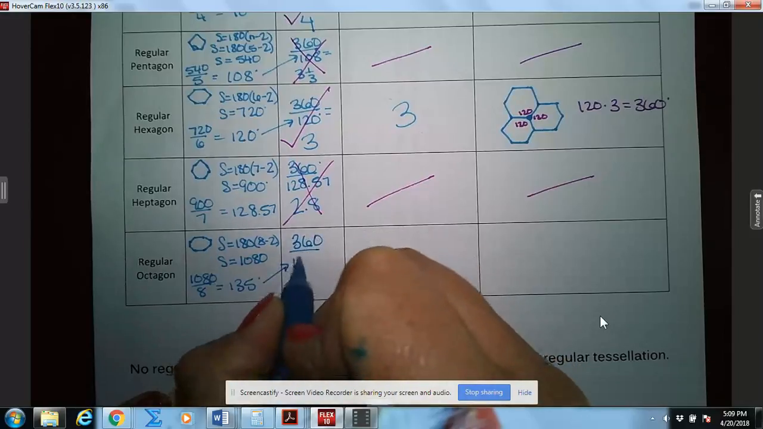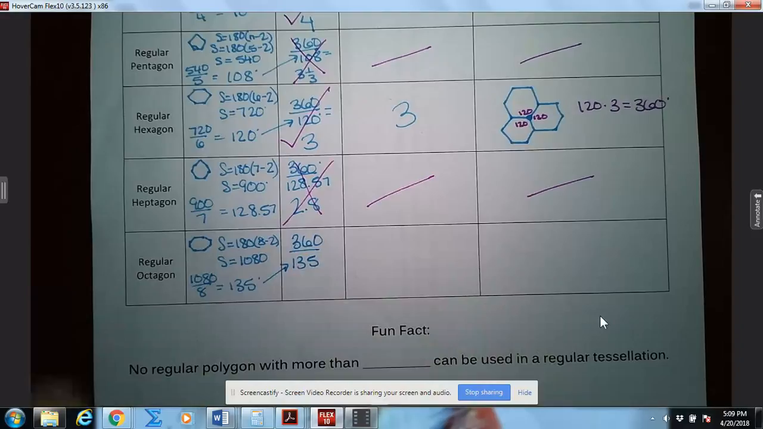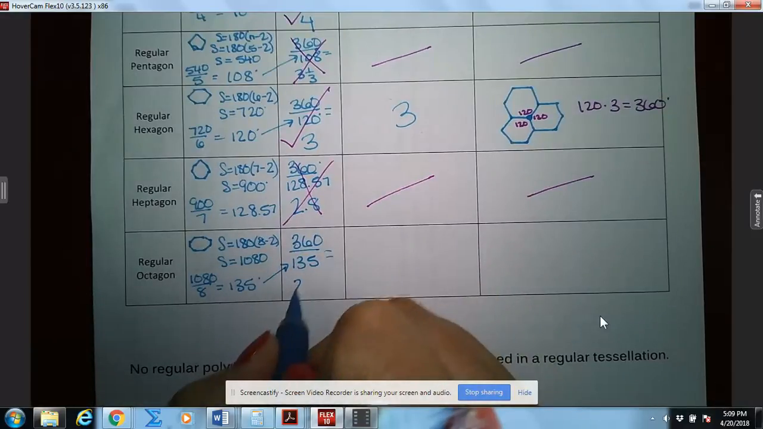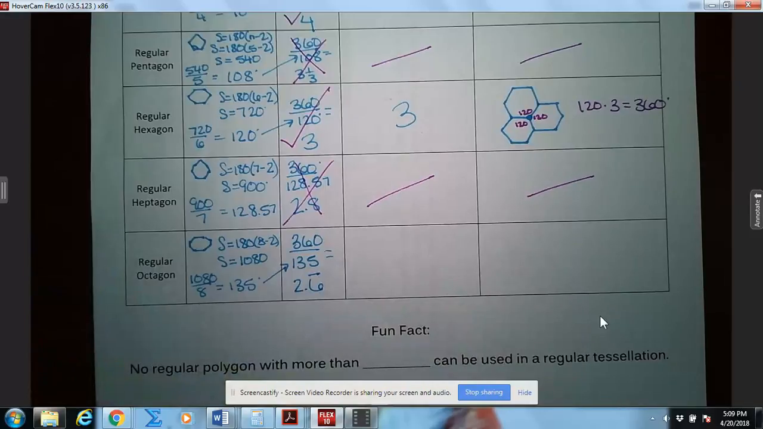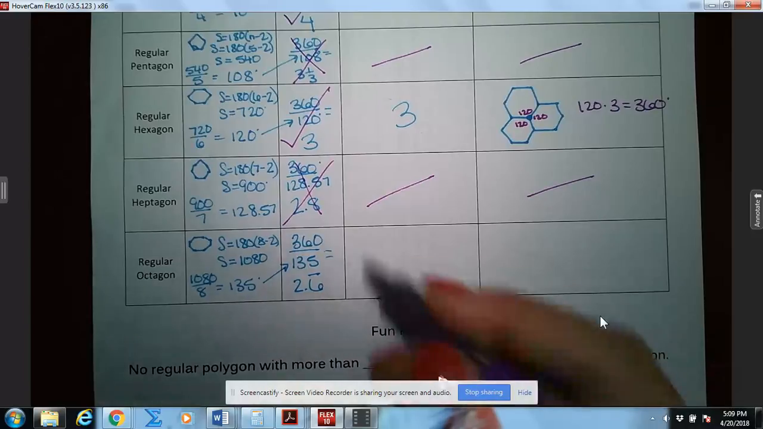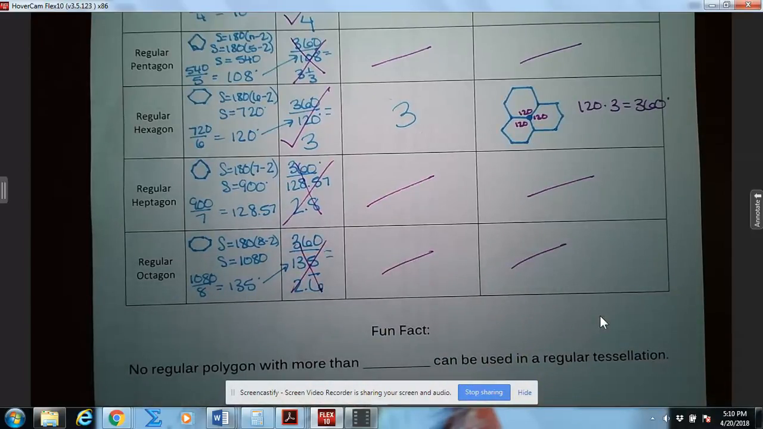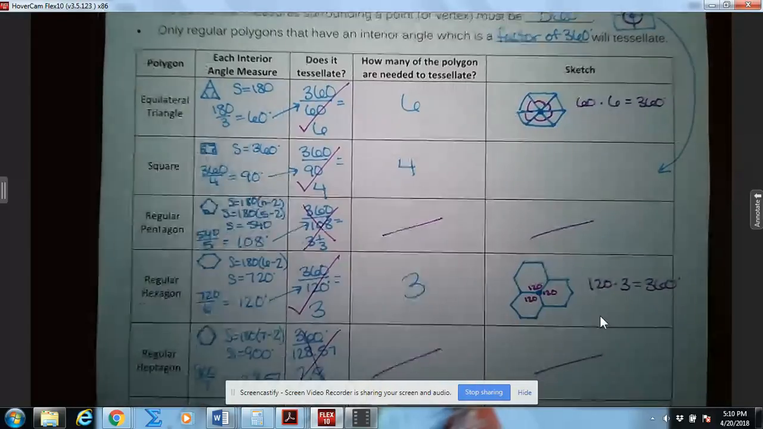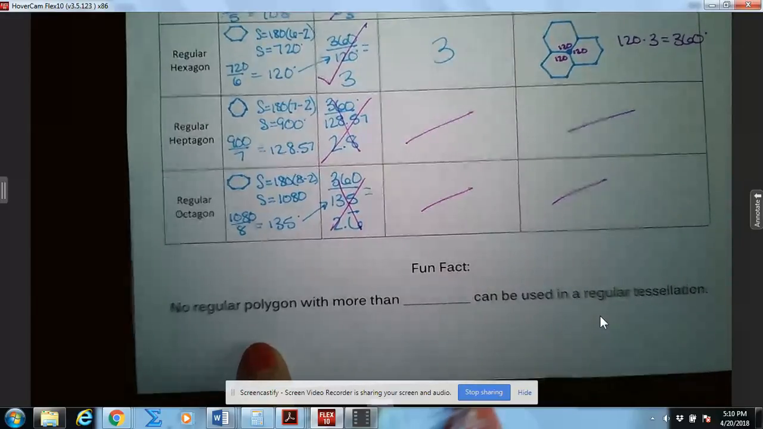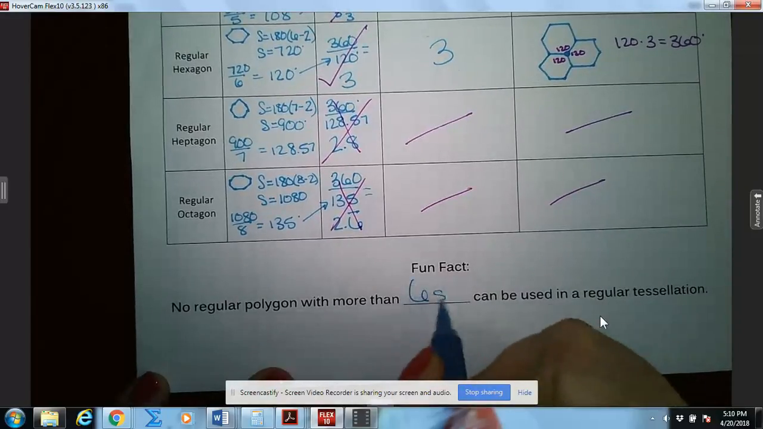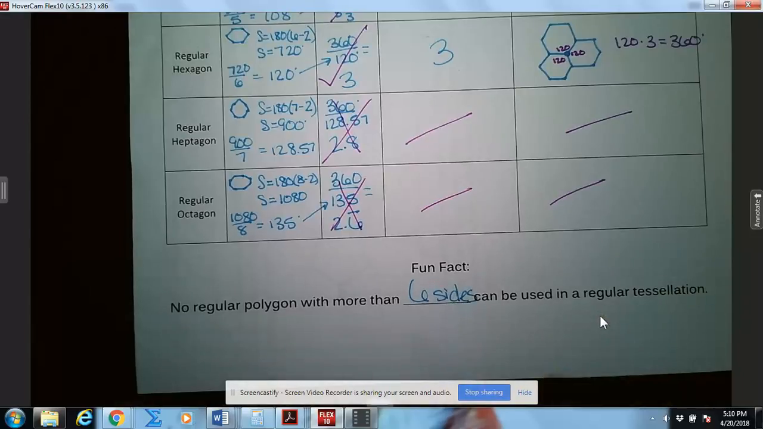360 divided by this interior angle measure is 2.6 repeating. Again, guys, we can't have a portion of a shape. It has to be a whole to be a factor, so that's a no. So far, we've only found 3 shapes that tessellate. Well, guess what? Fun fact here. No regular polygon with more than 6 sides can tessellate. Therefore, these that we have listed above are the only shapes that tessellate.